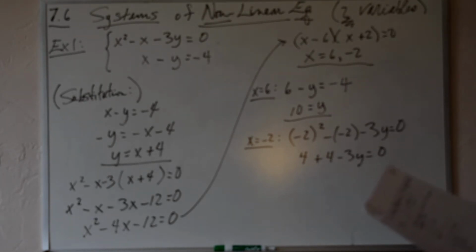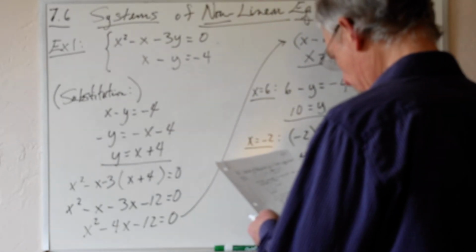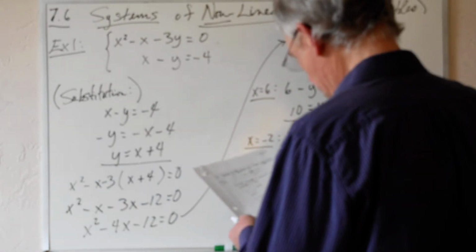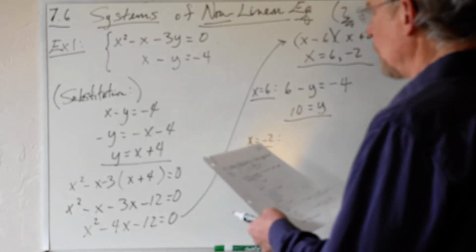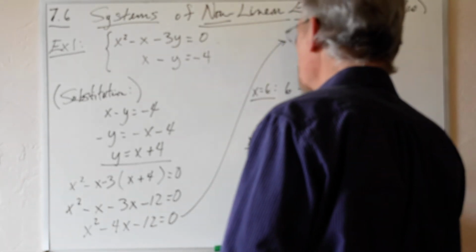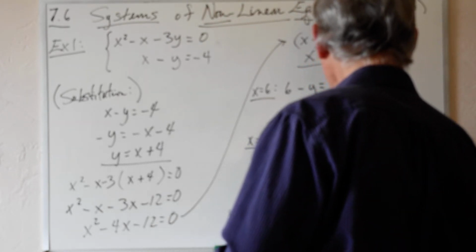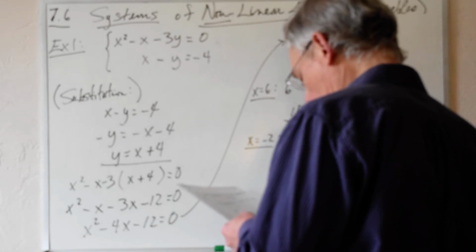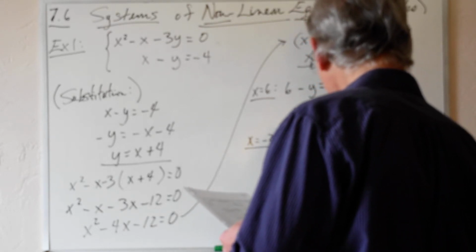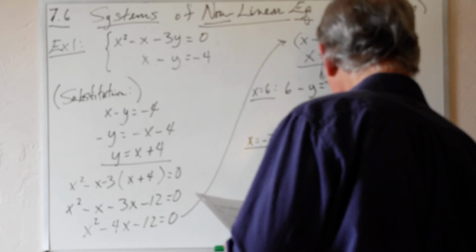Let me go back to my notes. I'll just use the simple equation. x minus y equals negative 4, so negative 2 minus y equals negative 4. So I get minus y equals minus 2, therefore y equals 2.